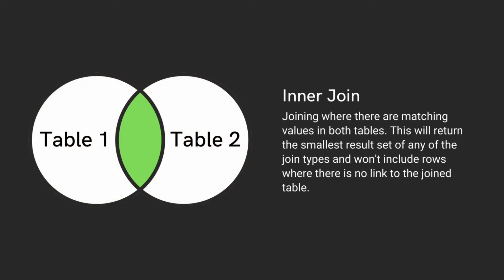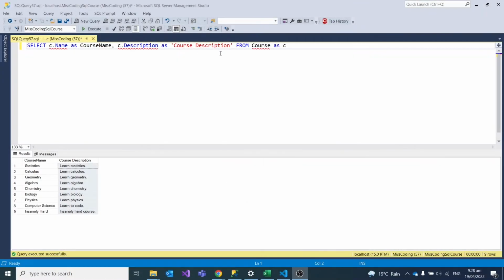There are a few different types of joins. One of the more common ones is an inner join, and basically what an inner join is where there are matching values in both tables. So it basically takes the intersection between the tables. It returns the smallest result set of any of the join types, as it won't include rows where there are no links in the join table. So now that we've got a vague idea of what an inner join is, let's see one in practice.